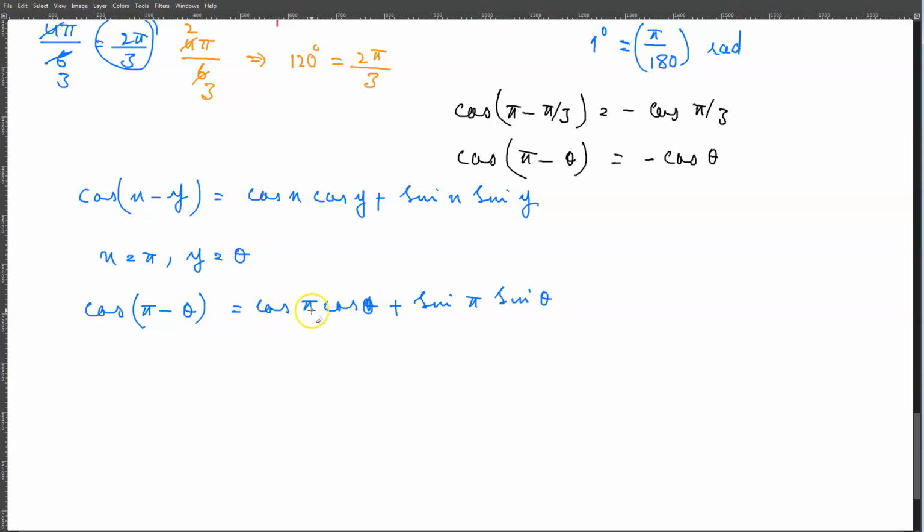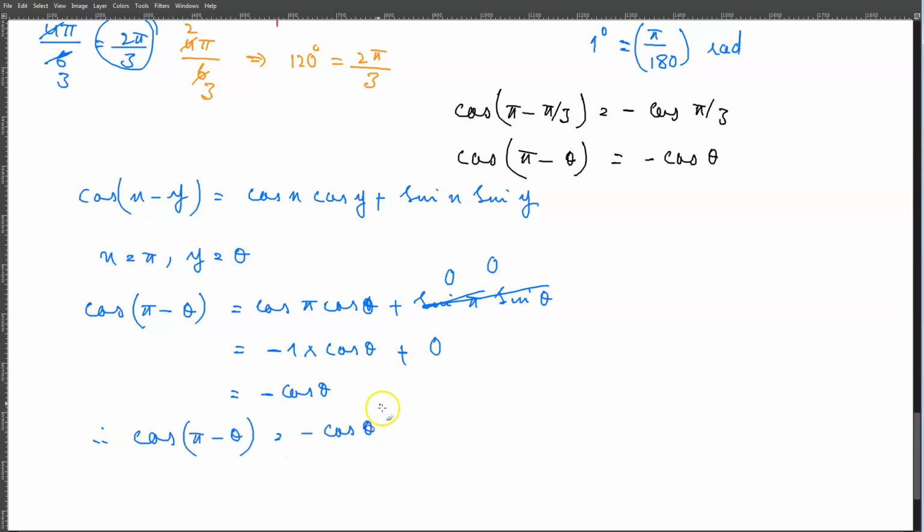Now, of course, you know that cos pi is equal to -1. So that's -1 times cos of theta plus sine pi is equal to 0. So this whole thing becomes 0. This is plus 0. So that's negative cos theta. And therefore, cos of pi minus theta is equal to negative cos theta. That's basically a formula that you can use in such situations.